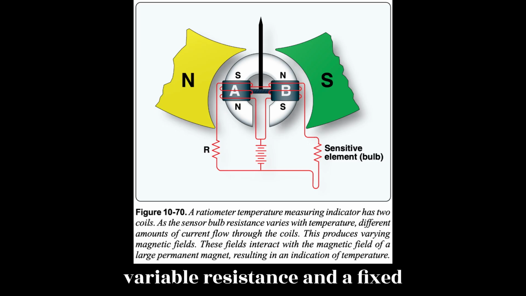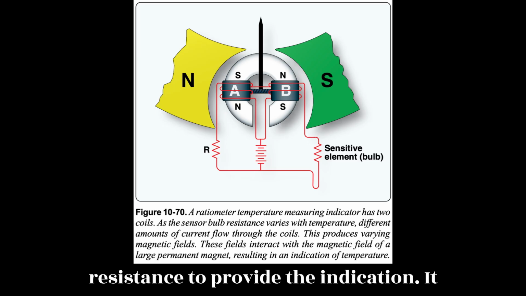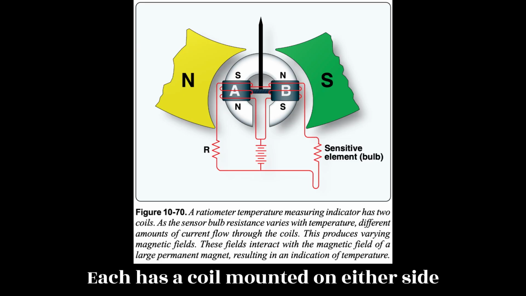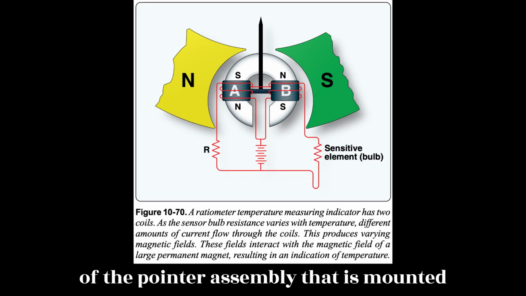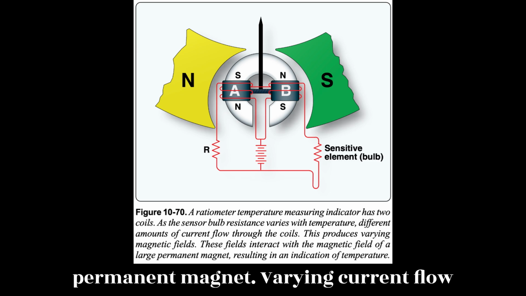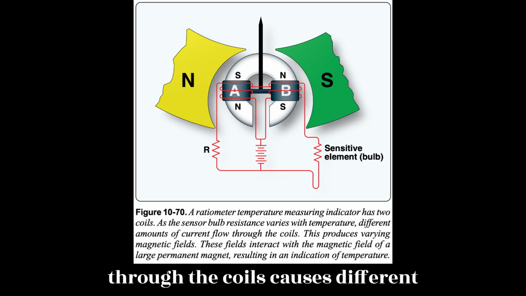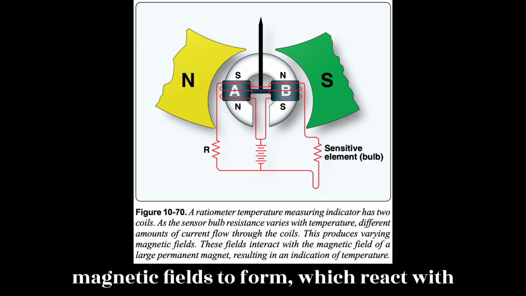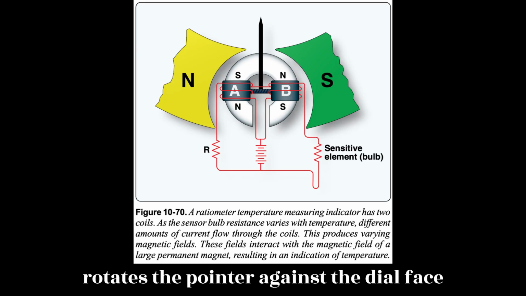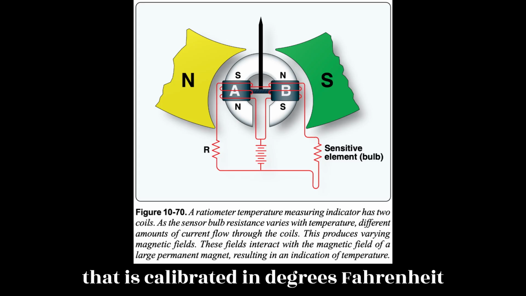The circuit contains a variable resistance and a fixed resistance to provide the indication. It contains two branches for current flow. Each has a coil mounted on either side of the pointer assembly that is mounted within the magnetic field of a large permanent magnet. Varying current flow through the coils causes different magnetic fields to form, which react with the larger magnetic field of the permanent magnet. This interaction rotates the pointer against the dial face that is calibrated in degrees Fahrenheit or Celsius, giving a temperature indication.